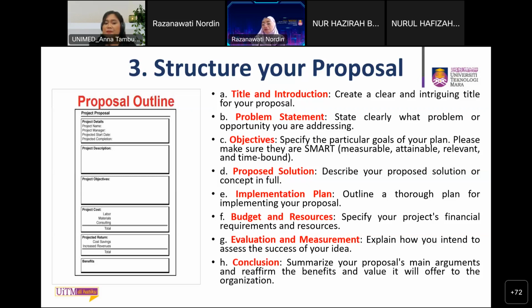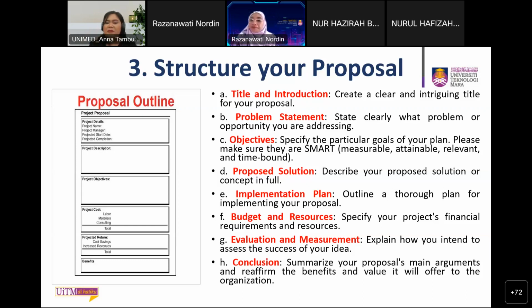And then the next one is proposed solution. Now, present your solution or idea in detail. Explain how it addresses the problem, including the methodology, resources required, and potential outcomes. And then provide evidence, data, or examples to support the effectiveness of your proposed solution. So your proposed solution, your concept in full, you should write in this proposal.